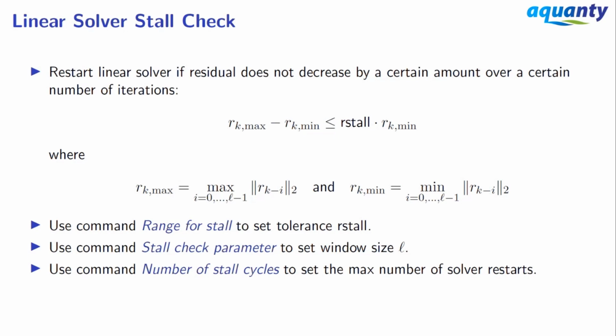So it typically pays to restart the linear solver and not have to redo all of your Newton iterations over again. And you can customize the behavior of the stall checking using the commands range for stall, which sets the rstall tolerance, stall check parameter, which sets the window size, and number of stall cycles, which is the maximum number of solver restarts. And these are all set to good default values.